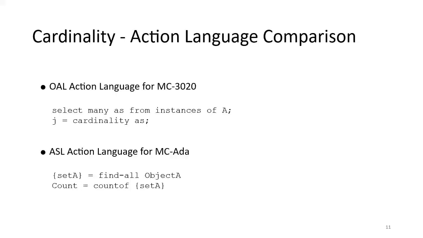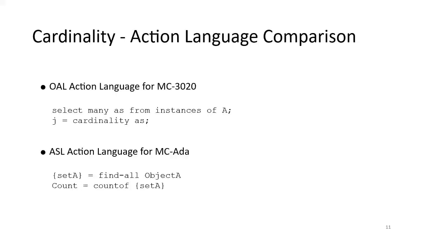In the results I've just presented, there were 4 tests for cardinality. Cardinality is counting instances of a class. The ASL people amongst you would know this as a count of operation, but in OAL it's cardinality. I've just shown you an example, a couple of lines that are contained in the part of the test that we are timing. You can see in OAL there's a select many from instance A, and then you do the cardinality line to do the count.